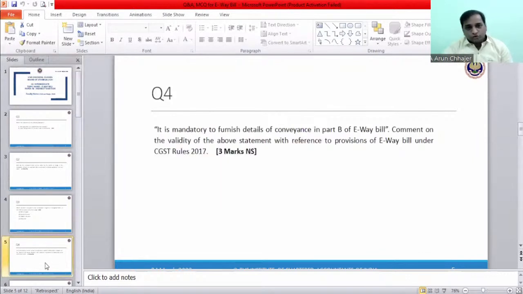We know. Next question: it is mandatory to furnish the details of conveyance in Part B of the e-way bill. Comment on the validity of the above statement with reference to the provisions of the e-way bill. The answer is yes. You have to provide the mode of transportation, the vehicle number, and the document number. Is it by road or by rail, and the category also: is it normal or over dimensional cargo? Absolutely correct.